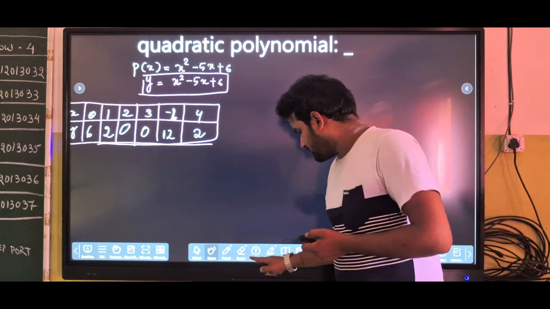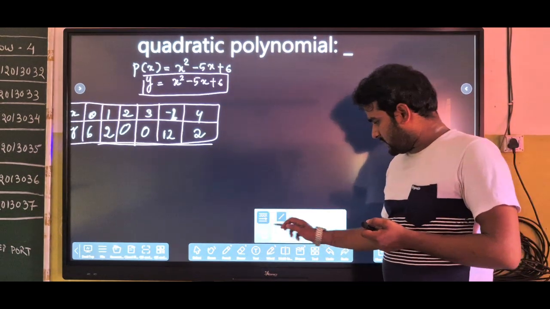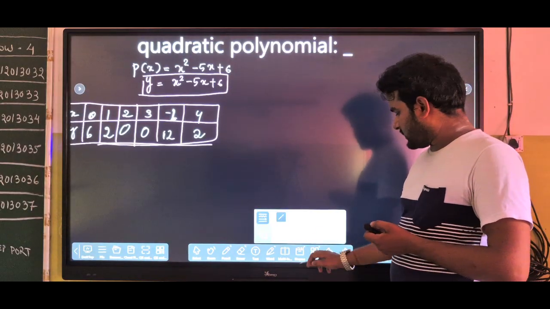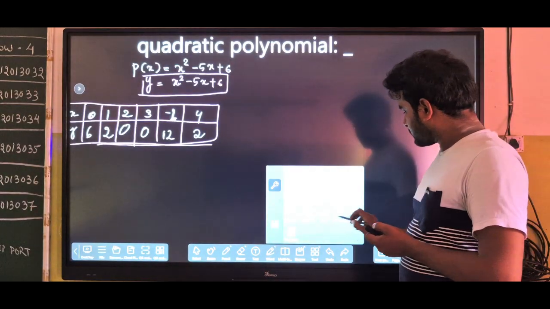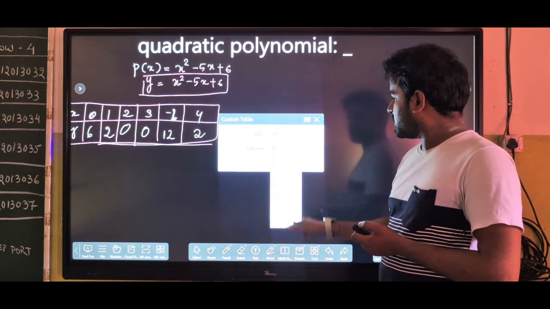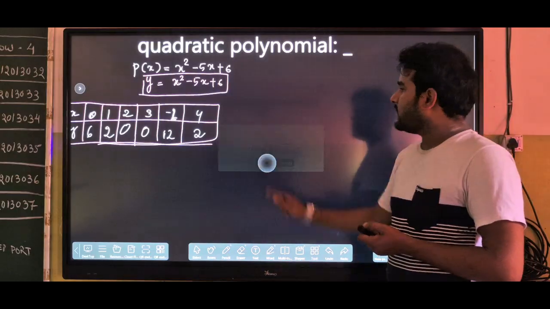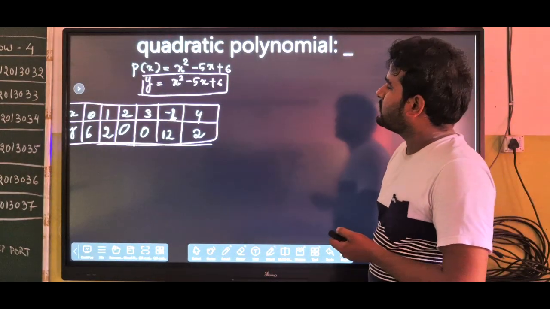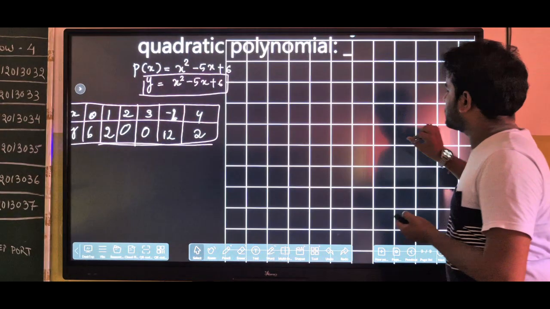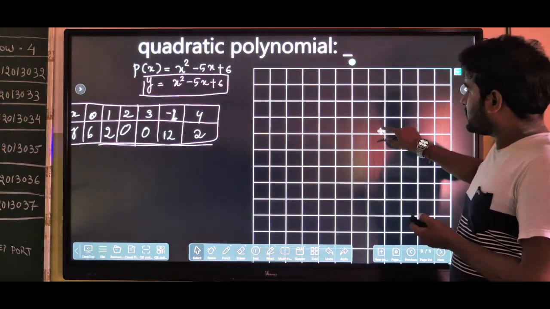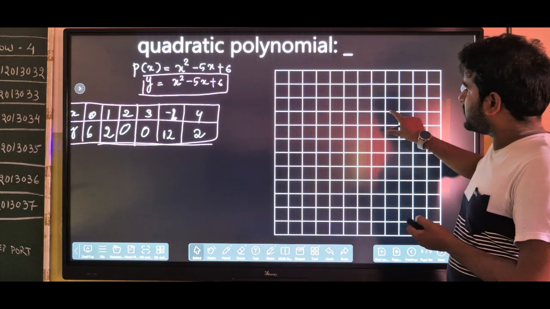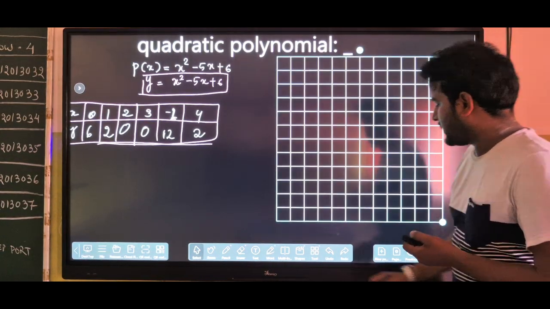So let us draw the graph. Let me draw it in a better way, in terms of boxes. Table. Number of rows, let it be 12. Number of columns, let it be 12. Okay. So the graph will look better with this. Now it is looking like a graph paper, better to understand.